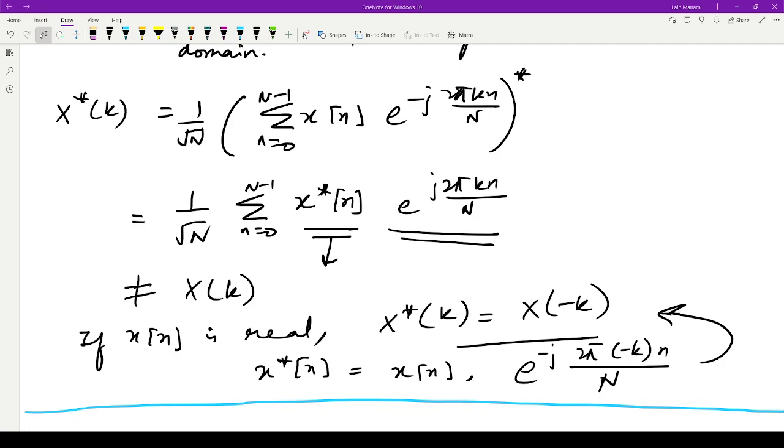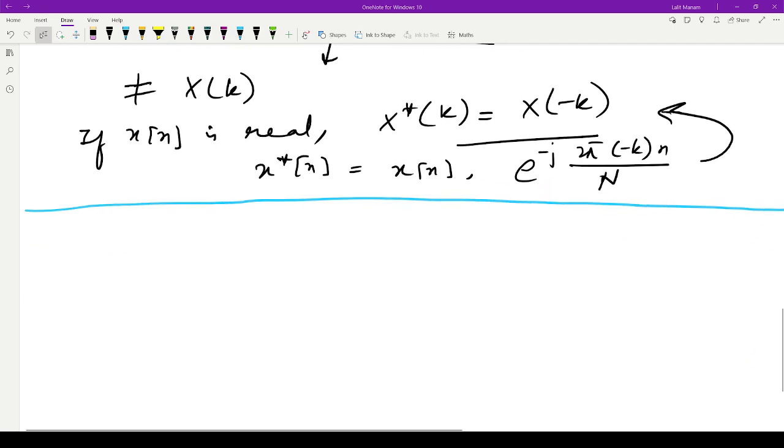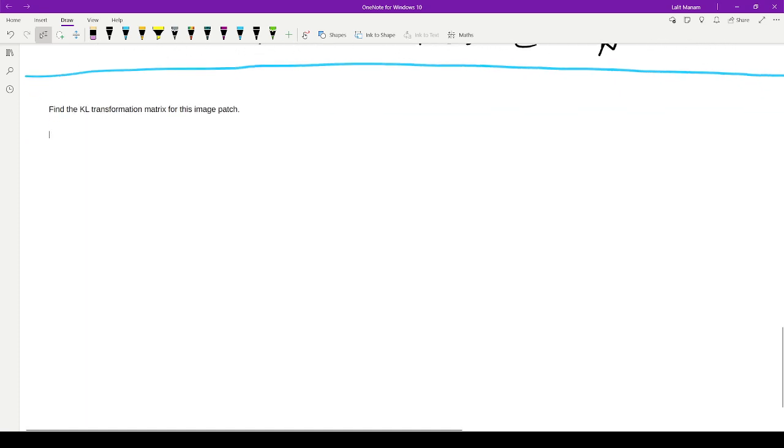Okay, so we'll move on to the next question. So this question, I'll try to check how many concepts were gained for the specific topic. Find the KL transform of the matrix for this given image patch. That we'll find out. But what is KL transform? Mathematically speaking.